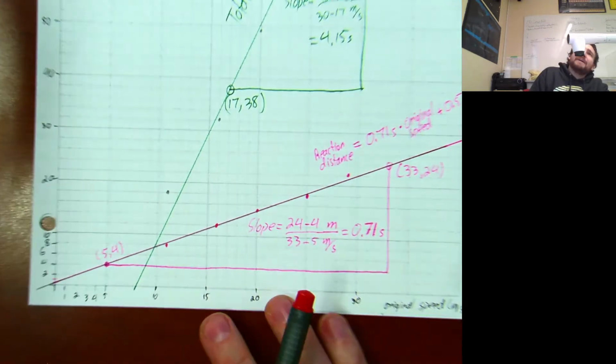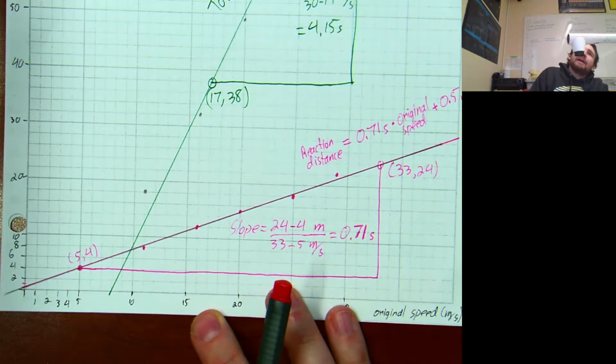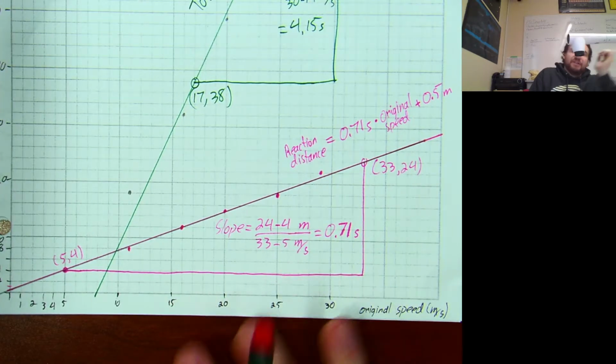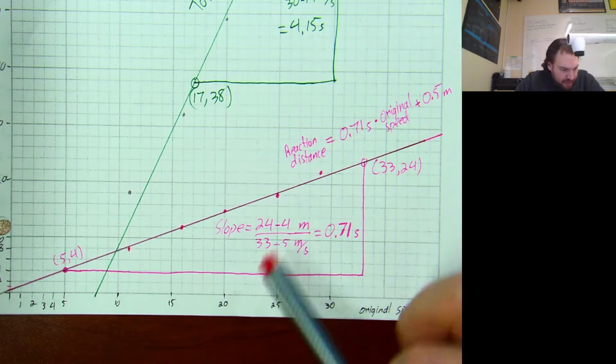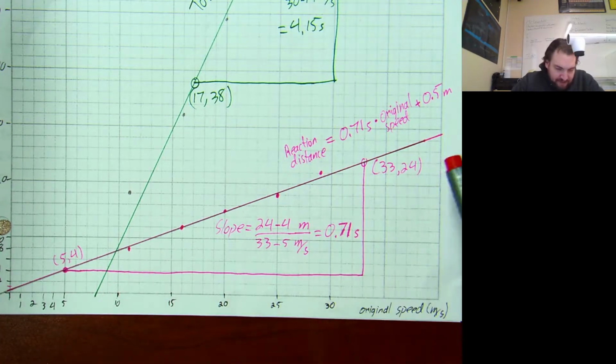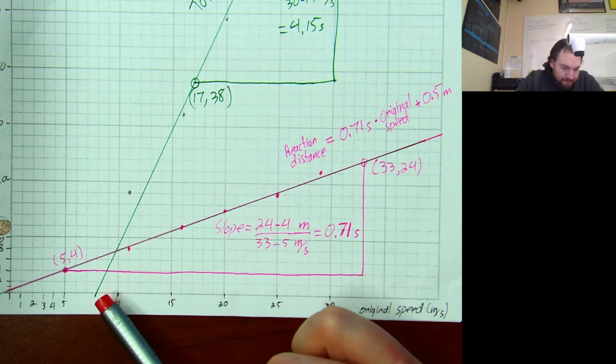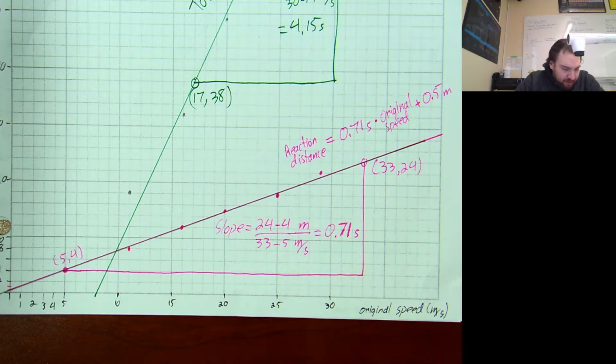This is what my line of best fit ended up looking like. I know the person who came in at lunch today was struggling with the line of best fit for the green one. They had nailed this one pretty well. So this is what my line of best fit looks like. You want something that looks similar.